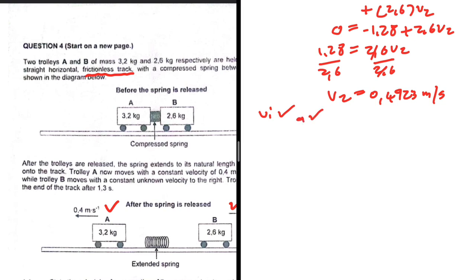We have that. And then we have the time. The time is 1.3. So we have that. We're interested in delta x. So how can we calculate that with these variables? Take a look. Equations of motion: delta x equals vi delta t plus a half acceleration delta t squared.